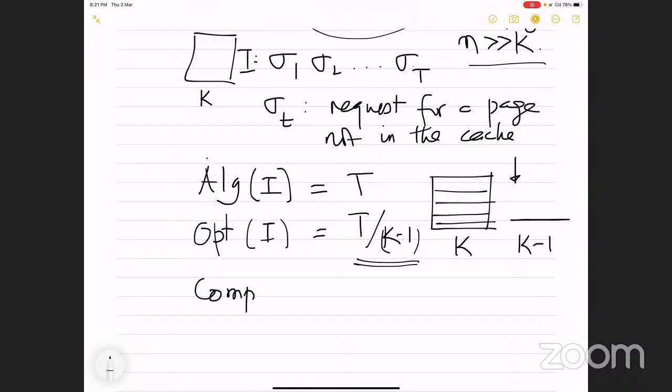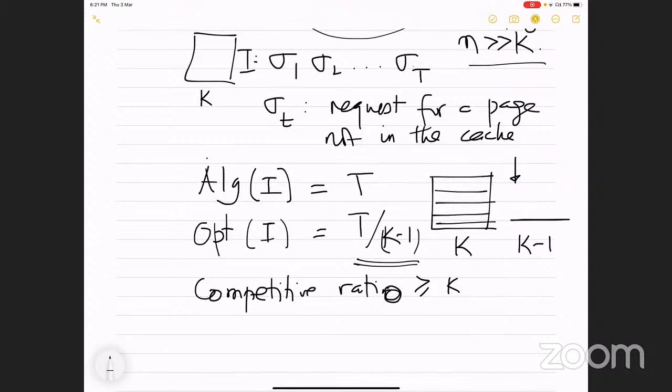So the competitive ratio of the algorithm is at least k, because all I have given you is an input where the ratio is k. It could be worse for some other input. I don't know if for some other n or for some other k.